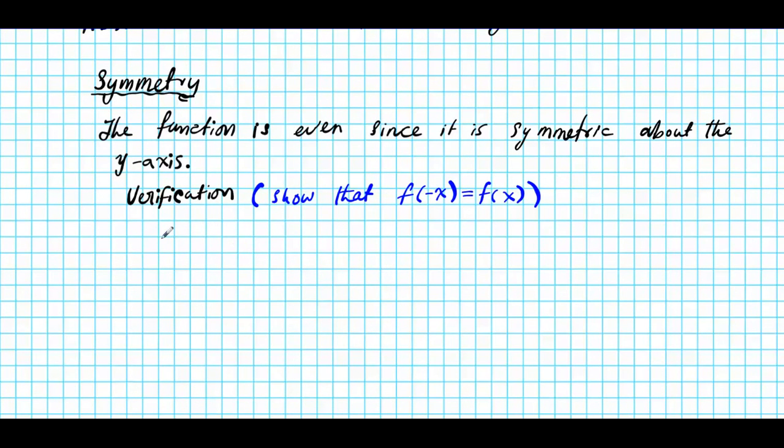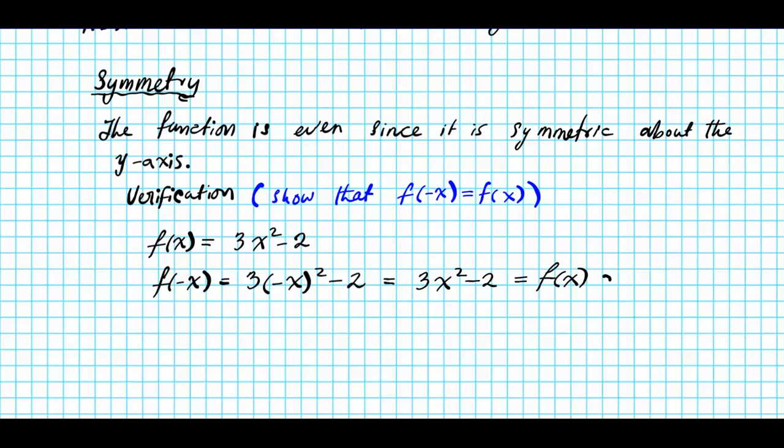Okay, so let's go ahead and carry out the test. The function is 3x squared minus 2. What is f of -x? That's 3 times -x squared minus 2. Let's simplify that. -x squared, since the negative is in the parentheses, is squared, so it's going to become plus. So we have 3x squared minus 2, and this is the same thing as f of x. So our initial conclusion is correct. The function is an even function.